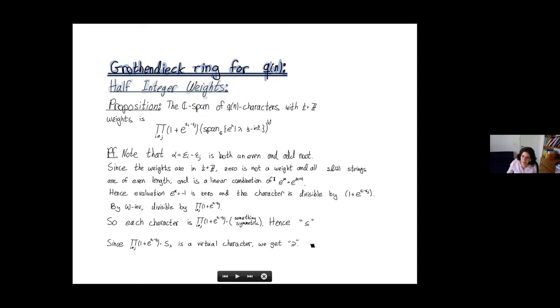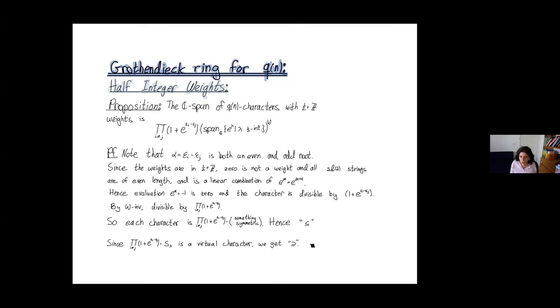In a sense, I'm in the kernel of the evaluation again. I'm divisible by one plus e to the epsilon i minus epsilon j. And so I'm divisible by all of these, I mean, it's true for every i and j because it should be W invariant. And I'm equal to this product times something symmetric. And this is for one containment. The other containment goes back to this.